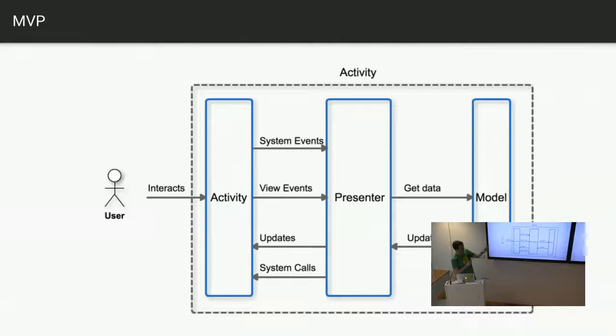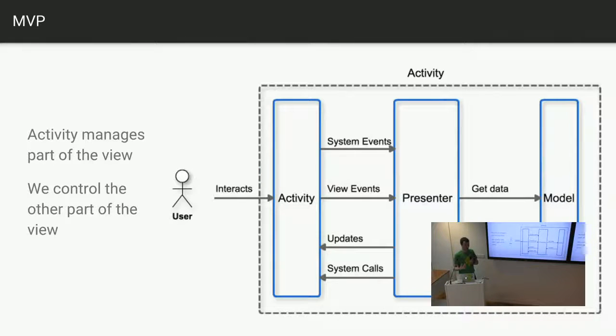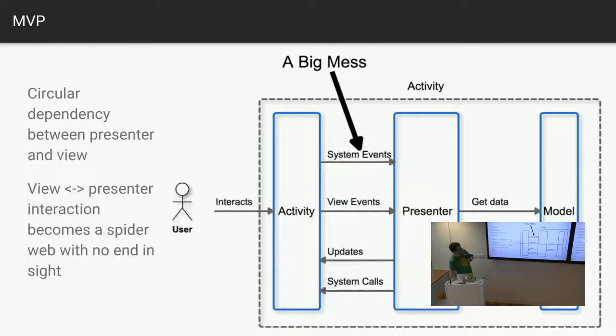You get this activity, talking to the presenter, and a lot of back and forth happening that isn't really related to views. So essentially, the activity manages part of the view. This is like the action bar, toolbar. Sometimes your nav drawer is up there, and then you can put the other part of your view in a fragment, and then you've got these two views talking to the same presenter, and it ends up getting quite difficult. So basically, this is the issue. That bridge becomes a big mess.